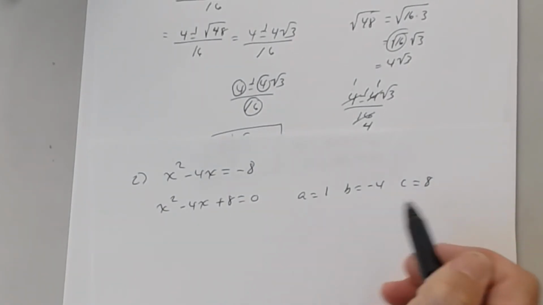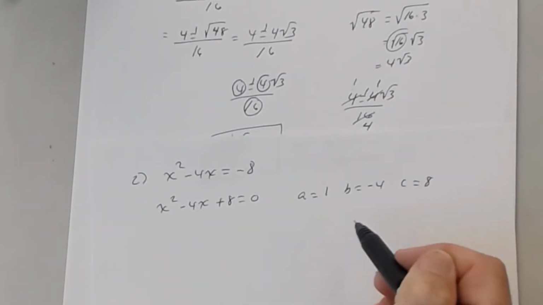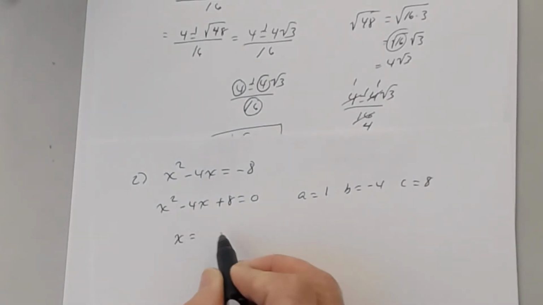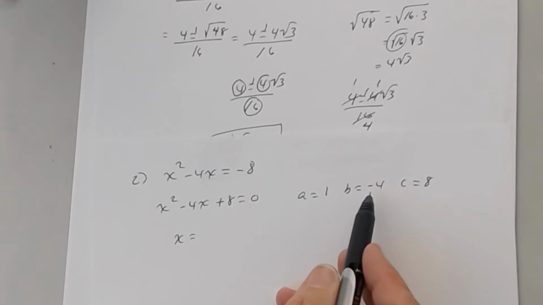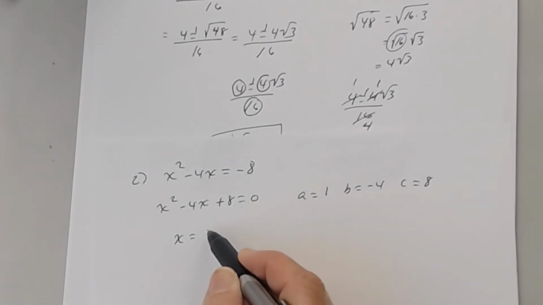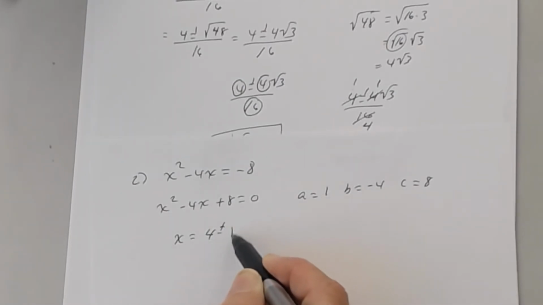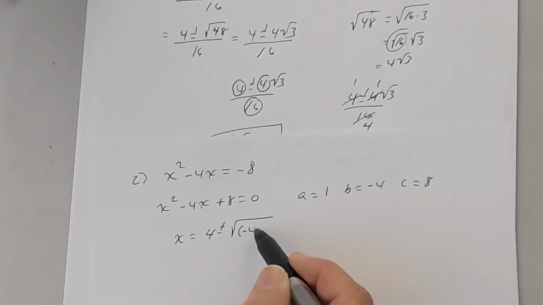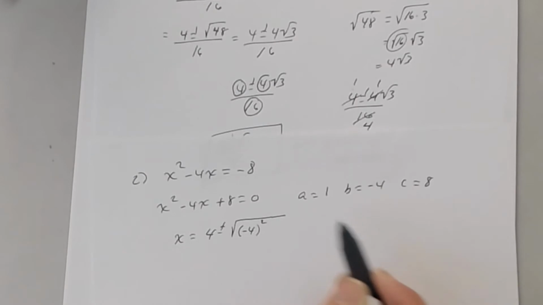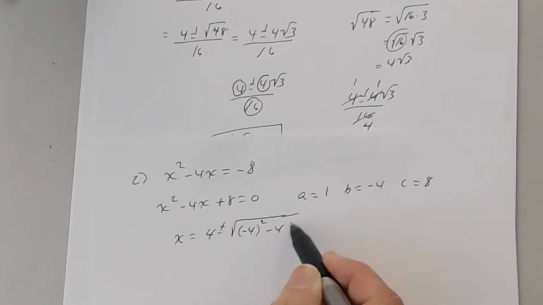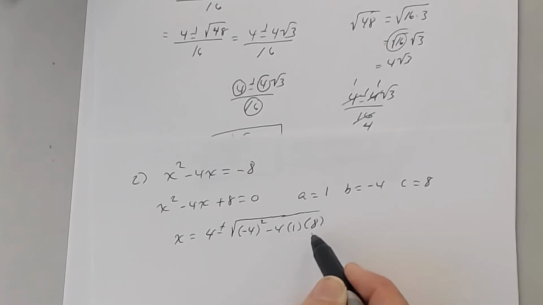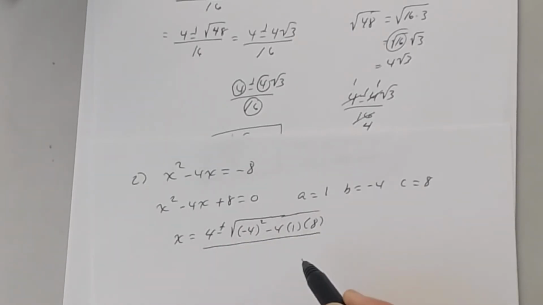All right, so you're going to take these values for A, B, and C, and you're going to substitute them into the formula. So the solution would be x equal the opposite of B. What's the opposite of -4? Positive 4, plus or minus the square root of, in parentheses, I put -4, because that's B, and I'm squaring that. Minus 4 times A is 1, times C, which is 8. All divided by 2 times 1.